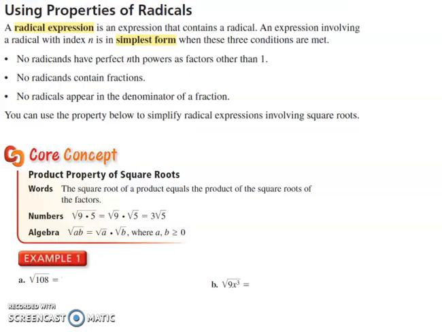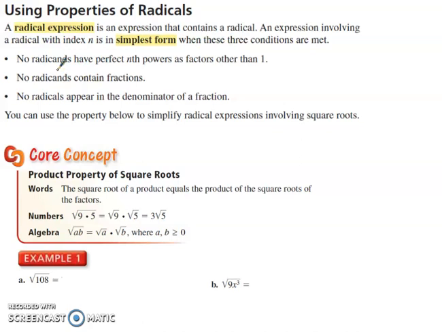So we're going to be talking about simplifying radicals using these properties. So using properties of radicals, a radical expression is in simplest form when the following conditions are met. No radicands have perfect nth powers as factors other than 1. So that means that our exponents are simplified as far as they can go. No radicands contain fractions, so underneath the radical we don't have any fractions.